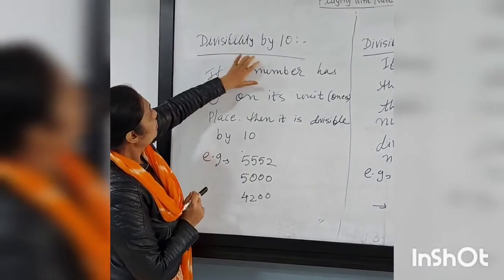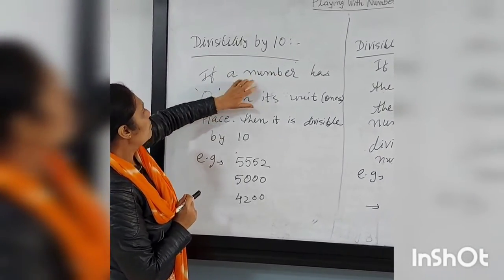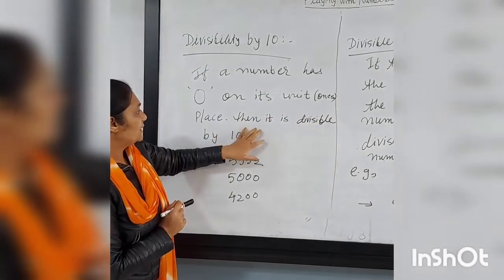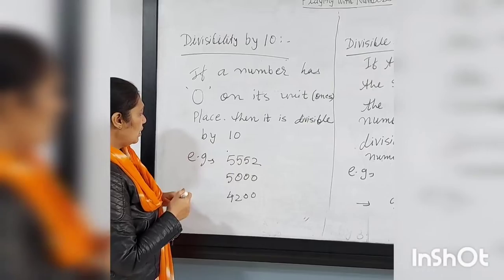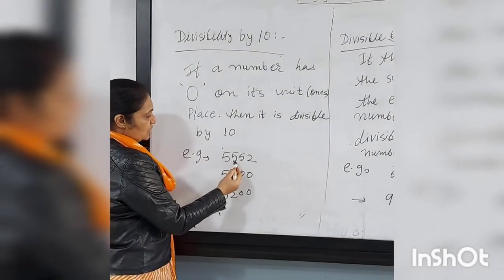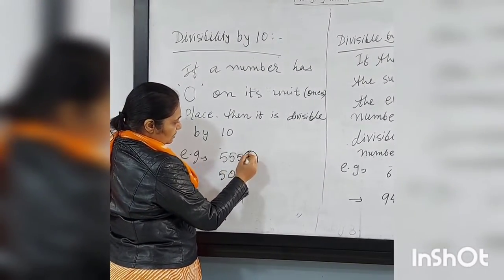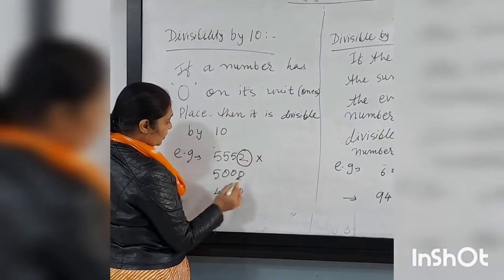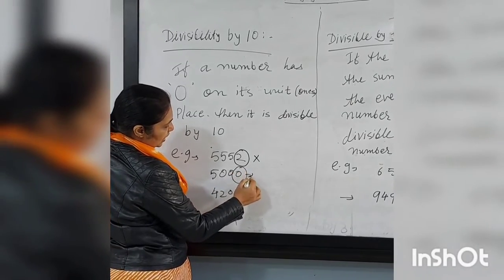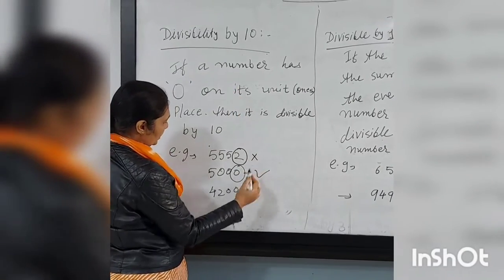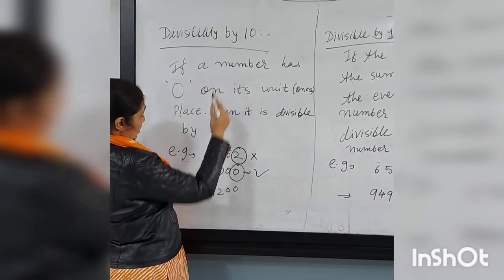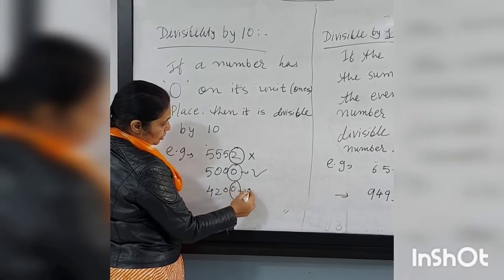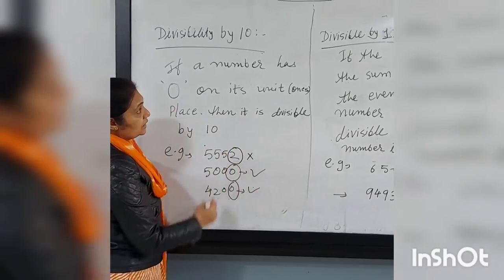Now divisible by 10. If a number has 0 on its units, meaning ones place, then it is divisible by 10. Now as per the example, in 5552, on the ones place we have 2. So this number is not divisible by 10. In 5000, in ones place we have 0. So this number is divisible by 10. And in 4200, in ones place we have 0. So this number is also divisible by 10.